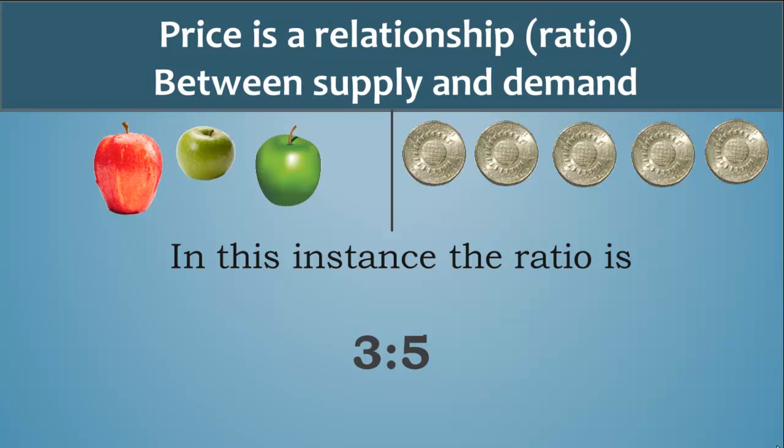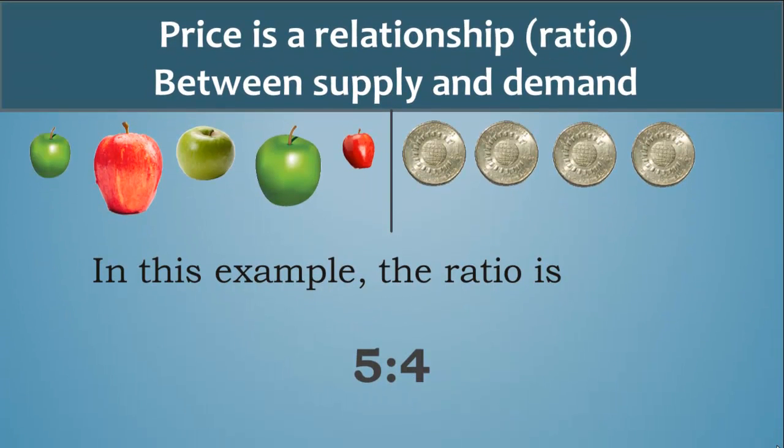But there are other examples. Here's another example where we have 3 apples on the left-hand side and 5 coins on the other. In this instance, the ratio is 3 to 5. That tells you that you can buy 3 apples for $5. Here's another example, 5 apples on one side and $4 on the other. That means the ratio is 5 to 4. That tells you that you can buy 5 apples for $4.